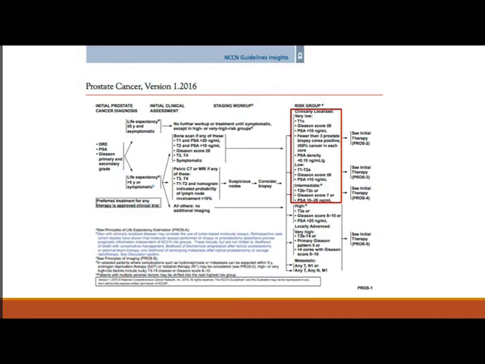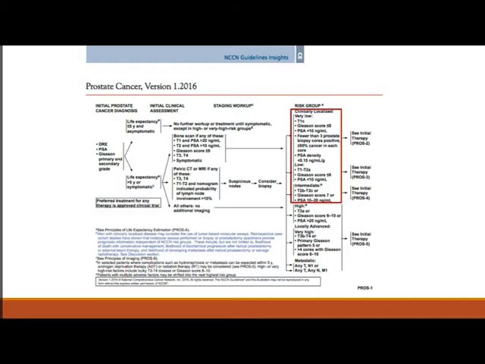Like any good talk, the first thing to do is look at the guidelines. The NCCN guidelines just got updated this year in January, and you can see there in the red box that very low, low and intermediate are now heading in a similar direction. There's certainly no question that very low and low should be offered active surveillance as an initial management step.